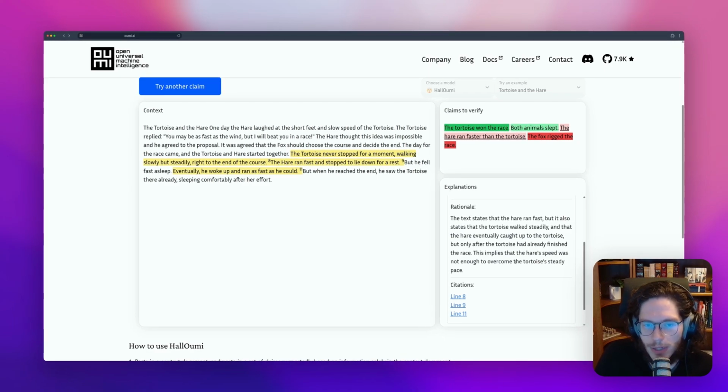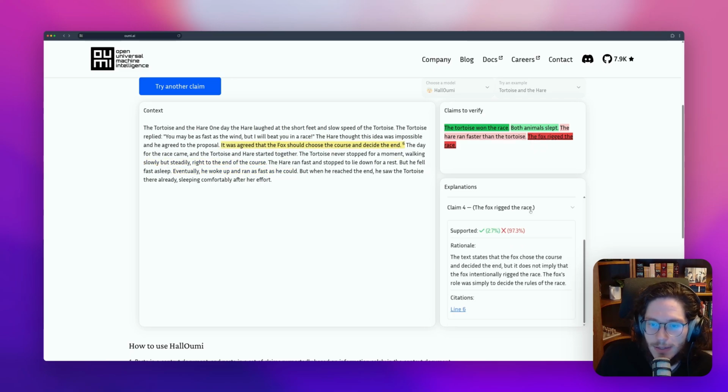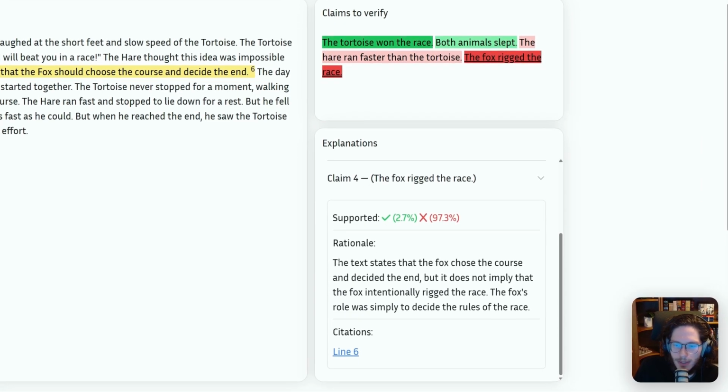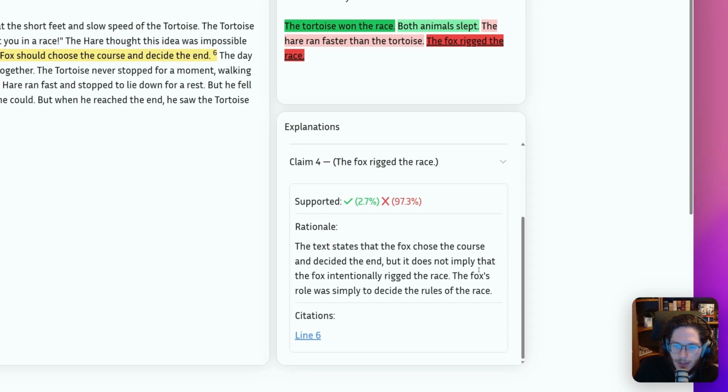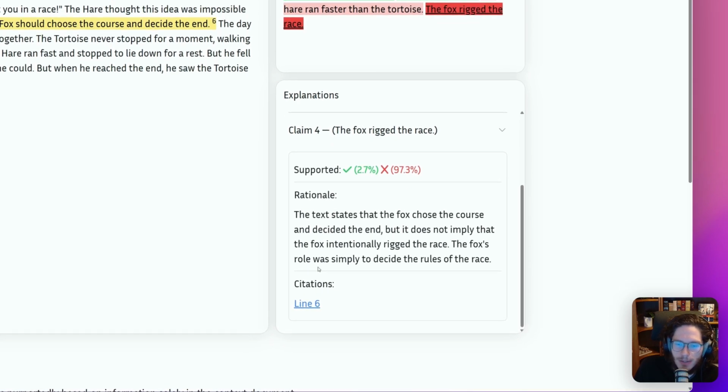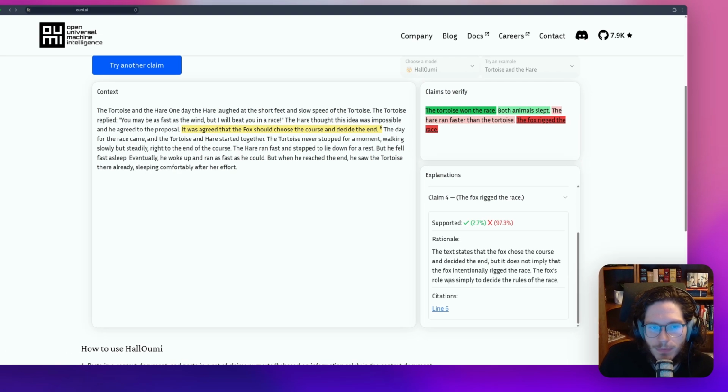And so this implies the hare's speed was not enough to overcome the tortoise's steady pace. Was the hare faster than the tortoise? Hard to say based on the evidence and the context. And then lastly, heavily unsupported: the fox rigged the race. The text states that the fox chose the course and decided the end, but it does not imply that the fox intentionally rigged the race. The fox's role was simply to decide the rules of the race.